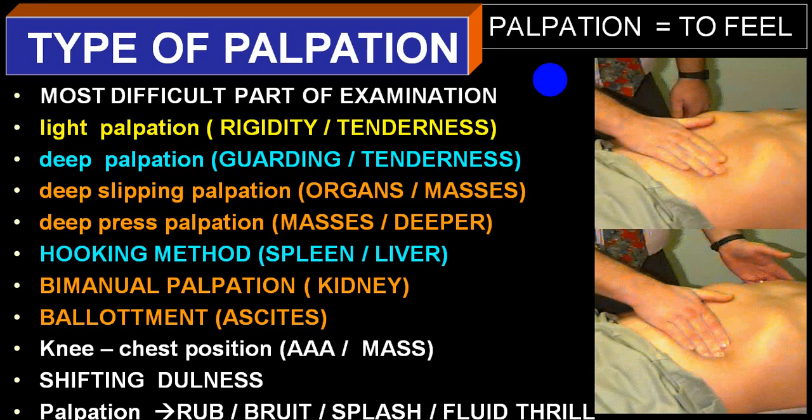The second common condition where you can come across a generalized rigidity is tetanus, in which along with the abdominal wall rigidity you will get spasm of the neck. The person might have an opisthotonus position and might have trismus with spasm of the facial muscles, which we call risus sardonicus. So always try to look for those, and if those are present, it is more in favor of tetanus.